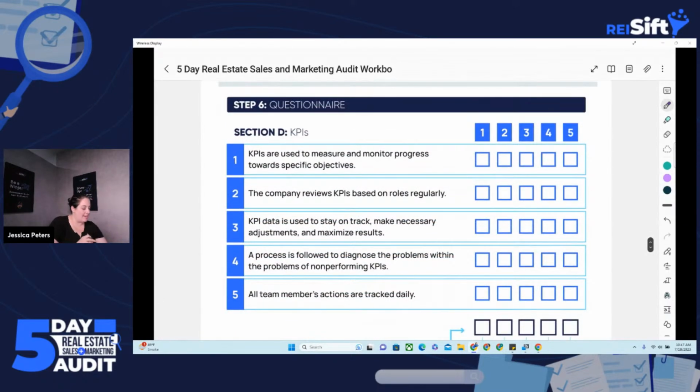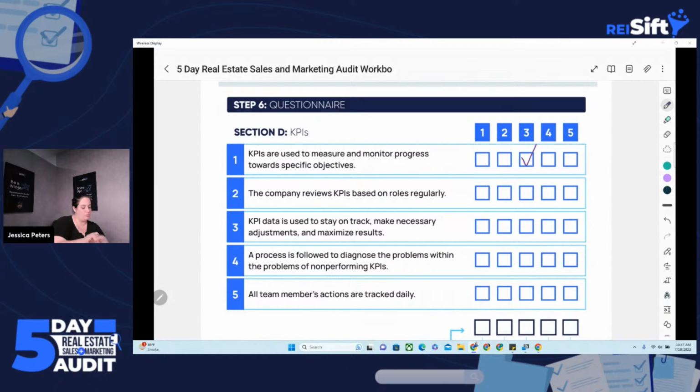All right, KPIs are used to measure and monitor progress towards specific objectives. So you're tracking your KPIs and you're using them. You have a goal you're trying to get to. You're using those KPIs to get towards that goal and to make sure that you're on progress for that. So I'm going to give us a 3.